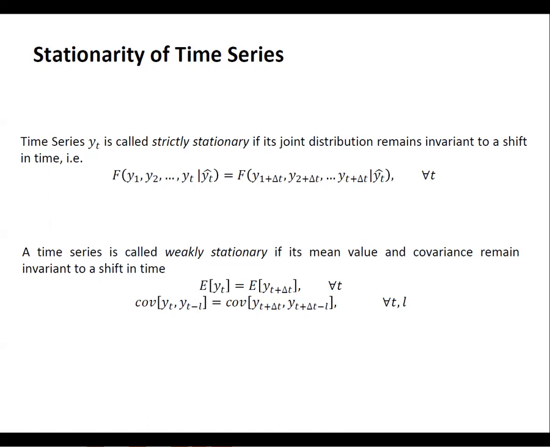Strict stationarity imposes stringent requirements on the empirical verification of stationarity. Therefore, in practice, the concept of weak stationarity has become more widespread. A time series is called weakly stationary if its mean value and covariance remain invariant to a shift in time. That is, to check the series for stationarity, it is enough to make sure that its mean value and autocovariance are constant in time. Note that autocovariance with lag zero is the variance of the indicator. Thus, indirectly, the condition of constant variance is also included in the concept of weak stationarity.